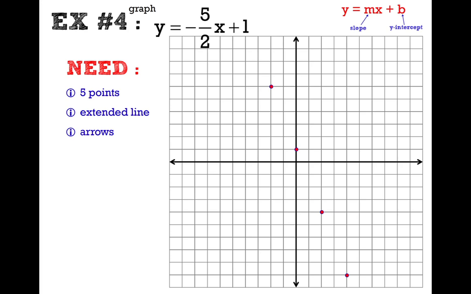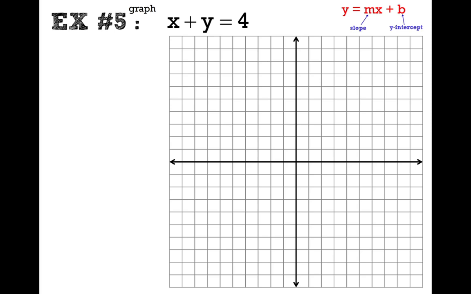Now you'll notice if you go up 5 and 2 to the left on this graph, we actually go off the graph. So you're not responsible for that point if anything goes off. Normally 5 points are required, but in this case, if it goes off, don't worry about it. You still have enough points to figure out that the line is going down to the right, like that, arrows on the end.